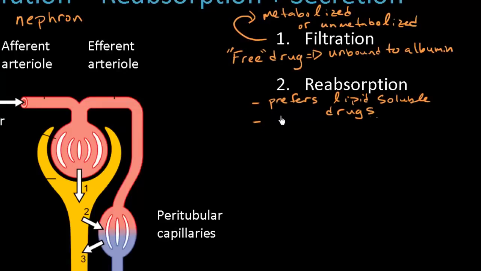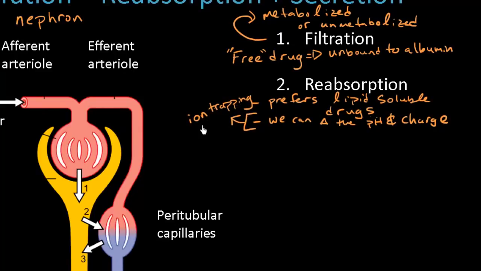Fortunately, we can also manipulate the pH of the urine so as to add a charge onto uncharged drugs. So we can change the pH and charge. And by changing the pH and charge, we can prevent the reabsorption of certain drugs. This is a concept that we're going to cover in a future video, and it's called ion trapping. By making something charged in the urine, we can then prevent reabsorption. It has nothing to do with filtration and everything to do with reabsorption. Remember that and don't be confused by it.